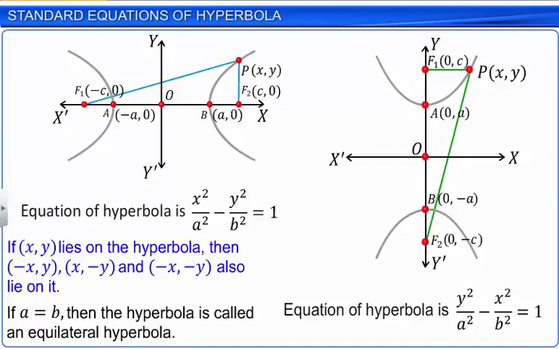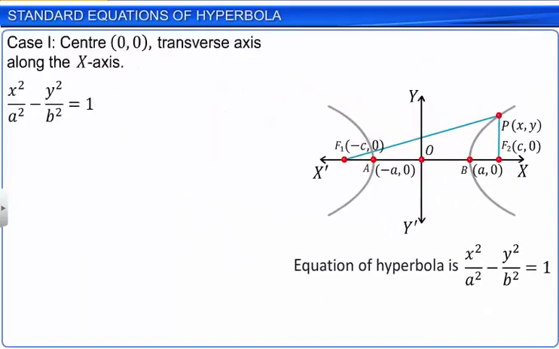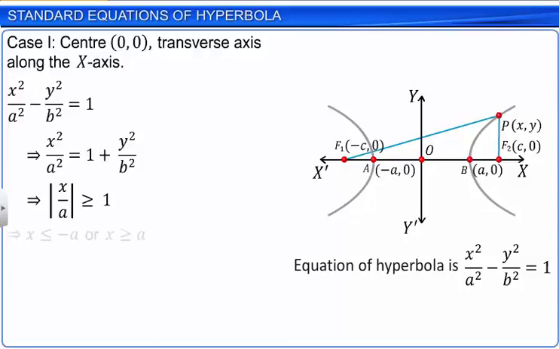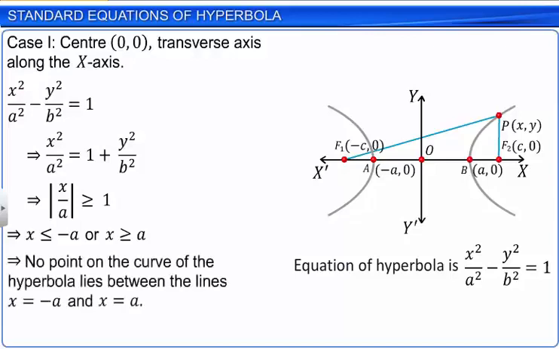Rearranging the standard equation of a hyperbola with its center at the origin and the transverse axis along the x-axis, we find that the modulus of x upon a is greater than or equal to 1. This implies that for any point on the curve of the hyperbola, the value of the x-coordinate is less than or equal to minus a or greater than or equal to a. Thus, no point on the curve of a hyperbola with its center at the origin and transverse axis along the x-axis lies between the lines x is equal to minus a and x is equal to a.